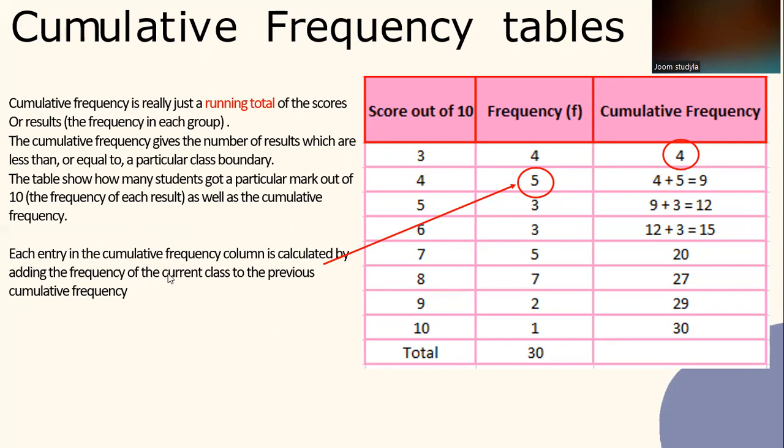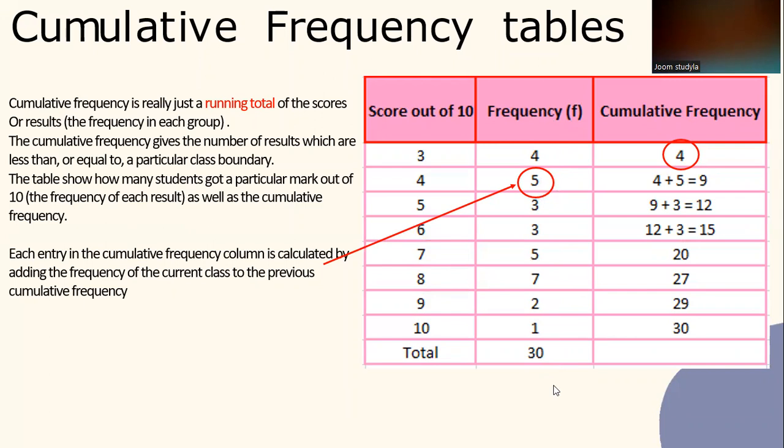Each entry in the cumulative frequency column is calculated by adding the frequency of the current class to the previous cumulative frequency. If you look at this example, you have a column of score out of 10, which is 3, 4, 5, 6, 7, 8, 9, 10. And the frequencies you have are 4, 5, 3, 3, 5, 7, 2, 1. And the total of the frequency is 30.